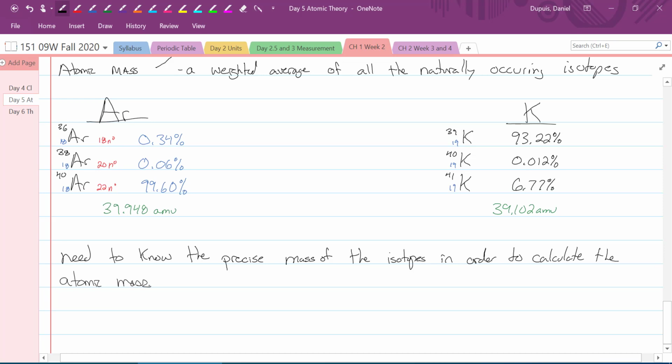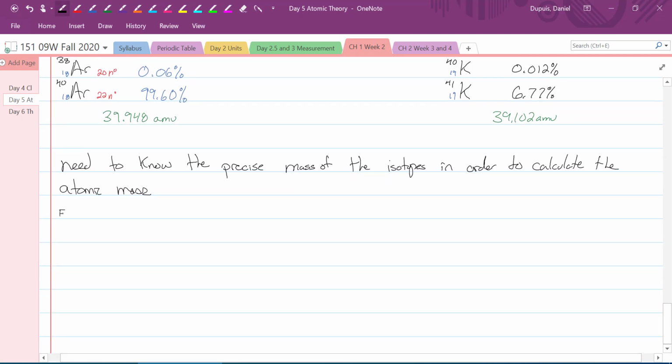All right, so example, neon. Neon has three isotopes. We have 20 neon, 21 neon, and 22 neon. The mass of 20 neon happens to be 19.9924 atomic mass units. For 21, it has to be 20.9938. And for 22, it's 21.9914.